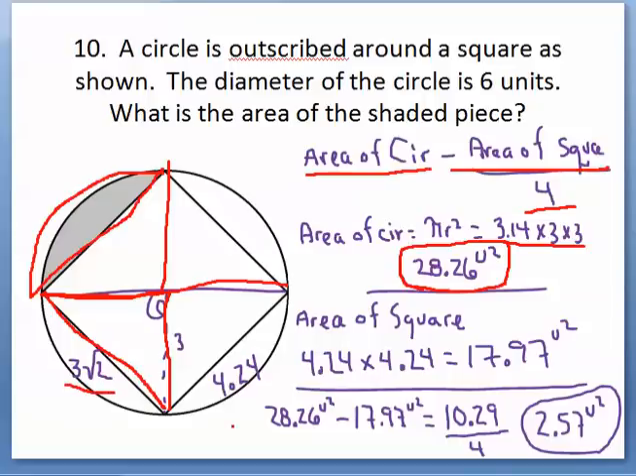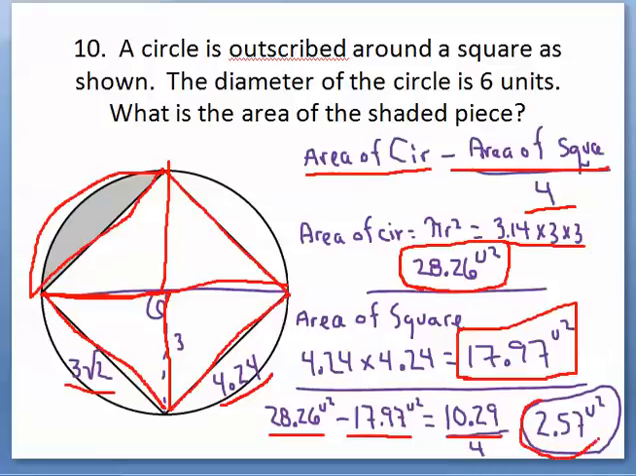3 square root 2 written in decimal form is going to be 4.24, and this is only one of a few ways that you can solve this problem. 4.24 times 4.24, in other words, length times width, is going to give me the area of the square. The area of my square is going to be 17.97 units squared if I find it with a decimal equivalent. Taking the area of the circle, subtracting the area of the square, and then dividing my answer by 4 gives me 2.57 units squared as my final answer.